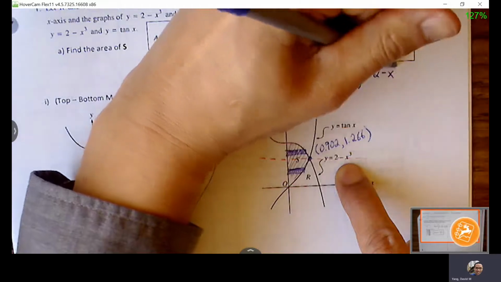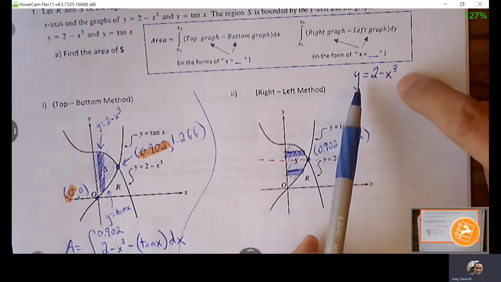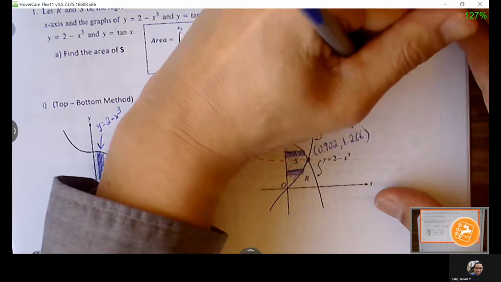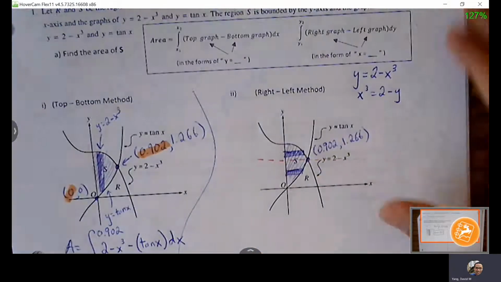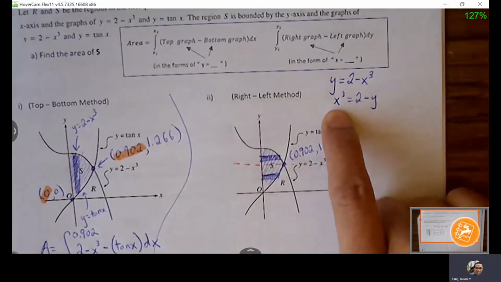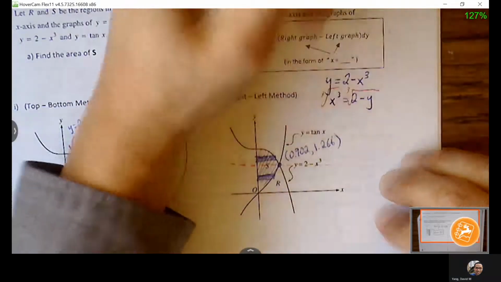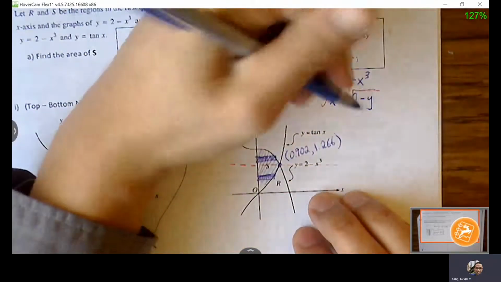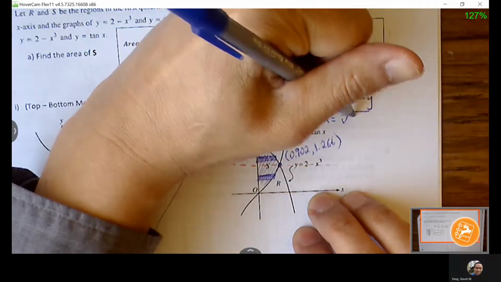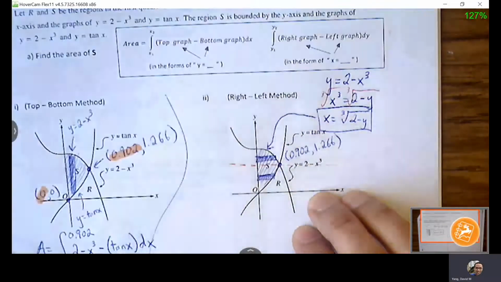y equals 2 minus x cubed. How can I get this equation in the proper form? I need to solve for x, right? So we're going to get that x cubed on the left side, make it 2 minus y. What else can I do to get that x by itself? Cube root, yeah. So this is going to be this graph there.